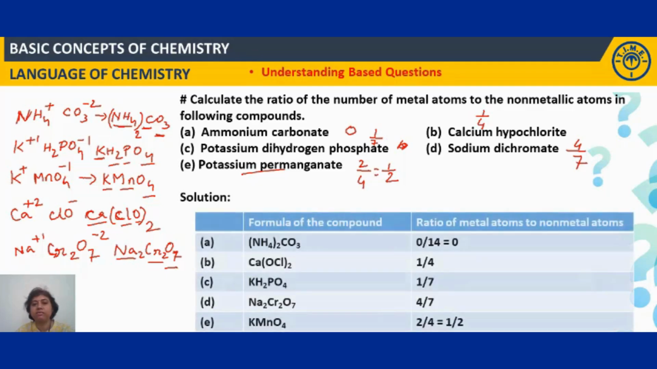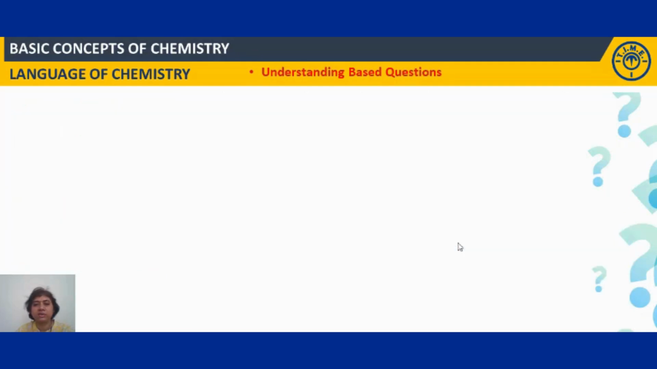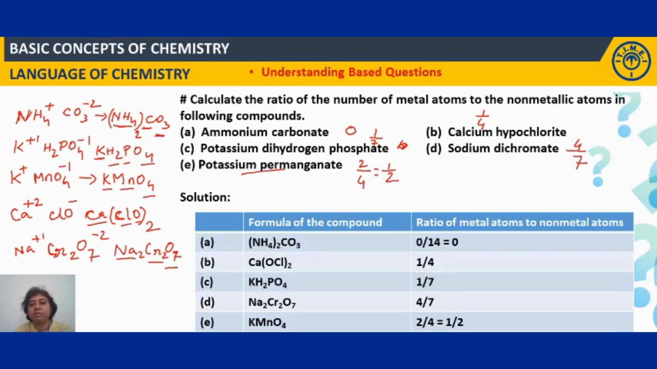Solution is, first one 0. Sorry, let me go back. First one is 0. Second one is 1 by 4: calcium hypochlorite 1 by 4. Potassium dihydrogen phosphate 1 by 7. Then sodium dichromate 4 by 7. Potassium permanganate 1 by 2. You could understand, right? Okay, we'll move on to the next question.